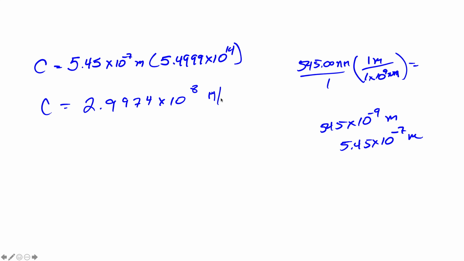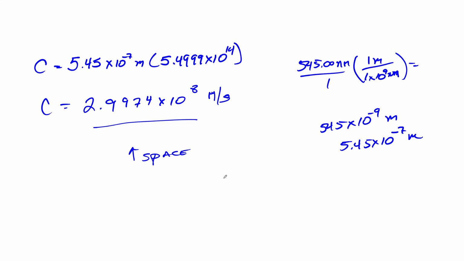Meters per second. All right, I lost my pen. So what I want to do is point out that I'm doing meters per second. This tells me that this is in space, or in a vacuum. So this is the speed of light.